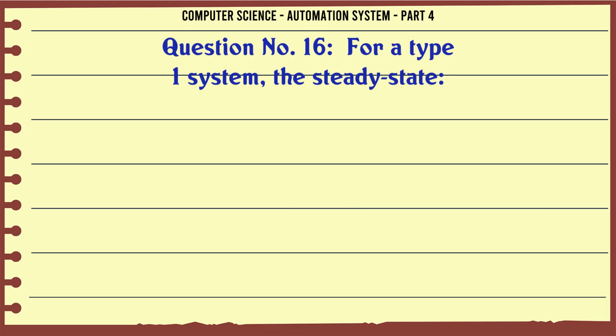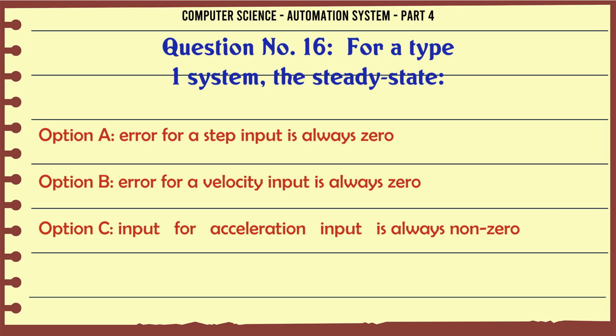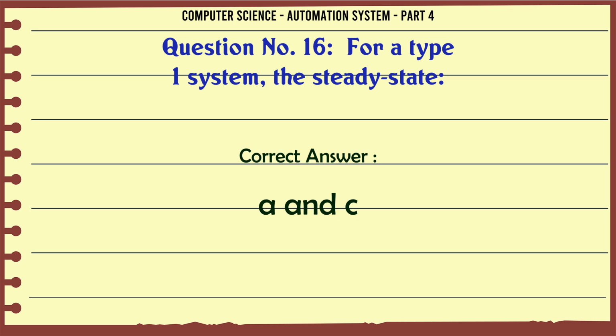For a type 1 system, the steady state A. Error for a step input is always 0. B. Error for a velocity input is always 0. C. Input for acceleration input is always non-zero. D. A and C. The correct answer is A and C.